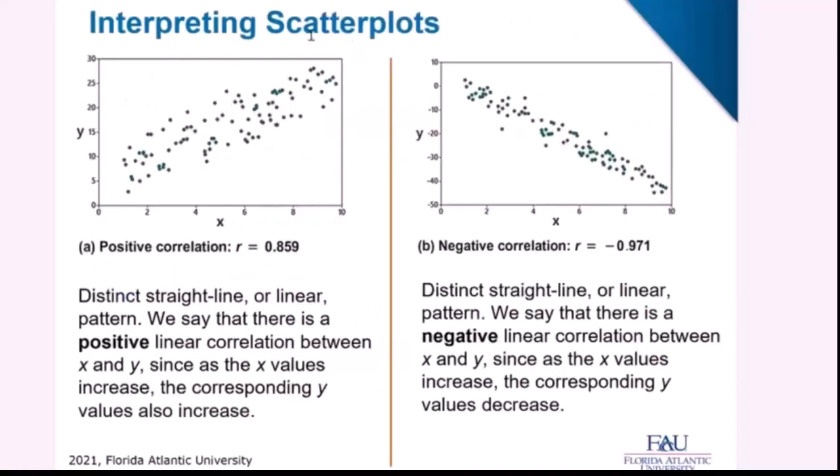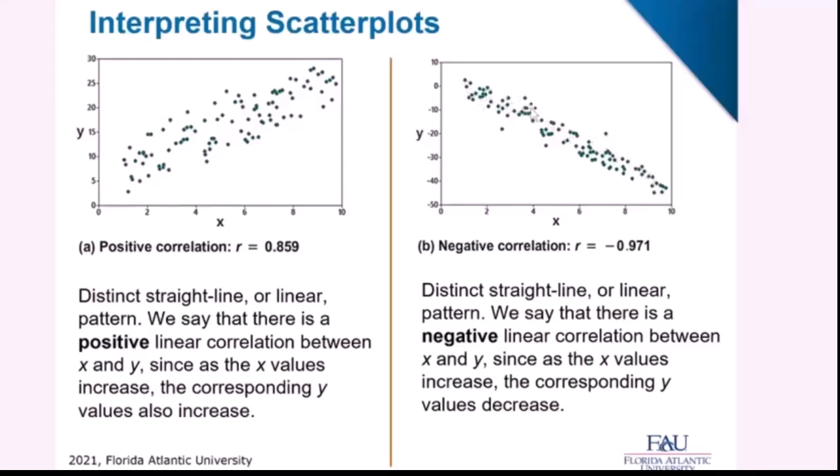Here are some scatter plots. I know that it doesn't look like a straight line. However, you can see that as X gets bigger, Y is getting bigger. This has a positive correlation, R equals 0.859. The dots are not tight together. Look at this one on the right. Look how much tighter these are.